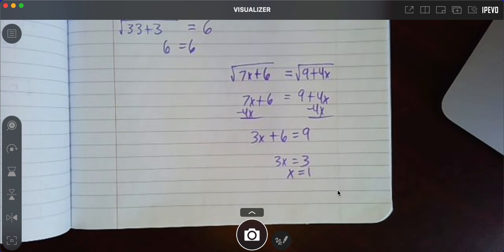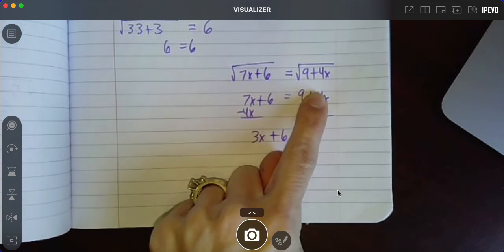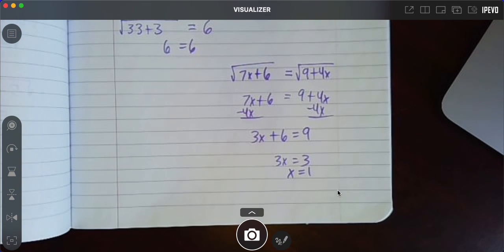Okay, and we should check it to make sure it works. Anytime you raise the equation to a power like that, you would check it. In this case, it does work, though. You could just plug it in, and you would get the square root of 13 equals the square root of 13. Is that true? Yes, it is.